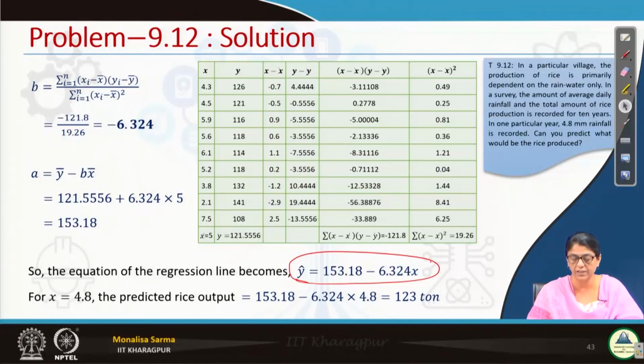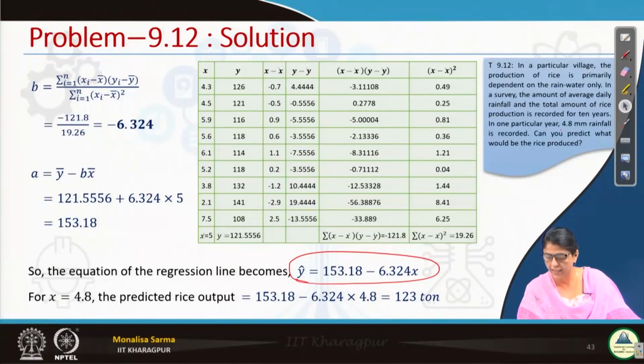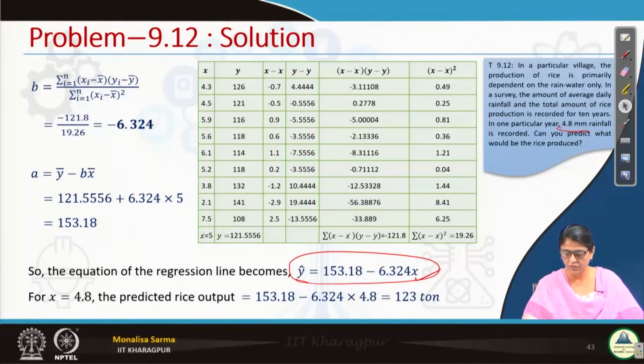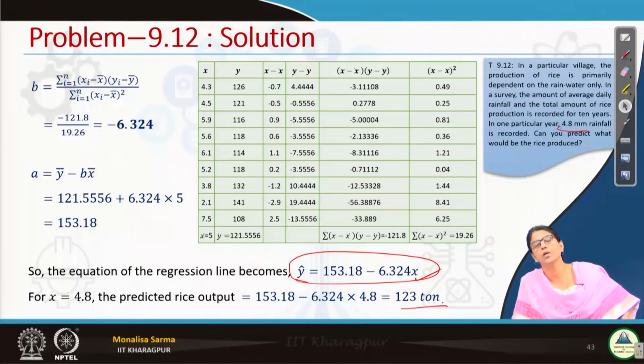This is the linear regression line. Now, here the given x value is 4.8 mm. So I put 4.8 mm in x, then what value do you get? For y you get 123 ton.